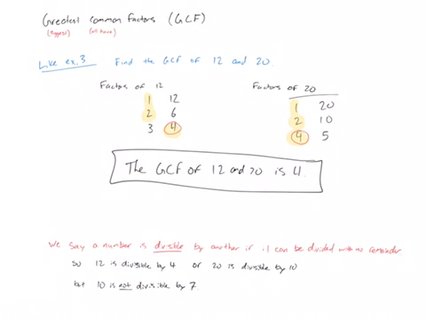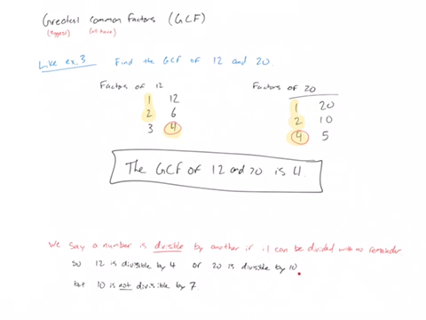Alright, just some terminology here. We say a number is divisible by another if it can be divided with no remainder. So, just quick examples here. 12 is divisible by 4, because if I took 12 and divided by 4, I would get a number with no remainder.